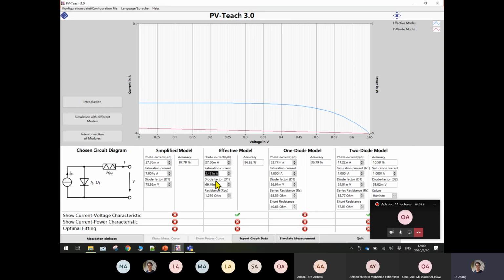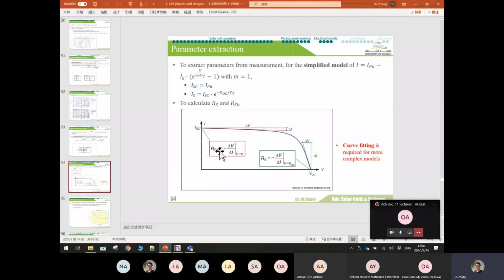If you set some initial parameters, from there you can do fitting, and these parameters will change after the fitting, with a certain accuracy. From there, it will tell you whether you have a very good fitting or maybe you have to improve your parameter setting. Or maybe if you cannot get good accuracy, you may need to find a more complex model. So this is the idea for the parameter extraction. And obviously, we have some simplification.